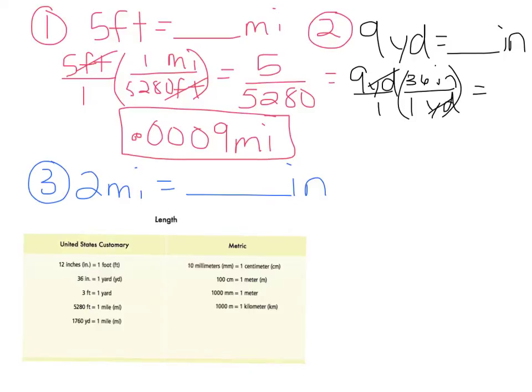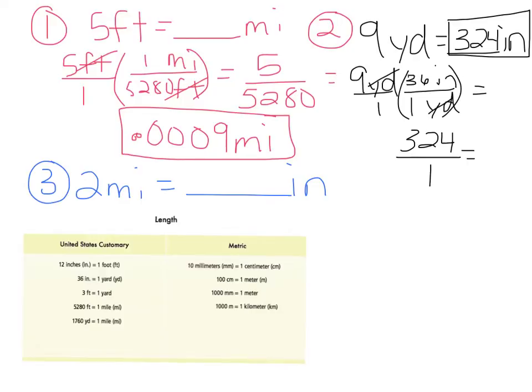Okay, and now to solve this, we just multiply across. So we take 9 times 36, which gives me 324 over 1 times 1 is just 1. When you divide those, you get 324 inches in 9 yards, which makes sense because an inch is smaller than a yard, so there's going to be more inches in a yard than there is yards in an inch.